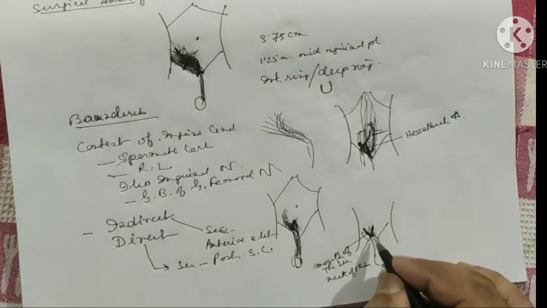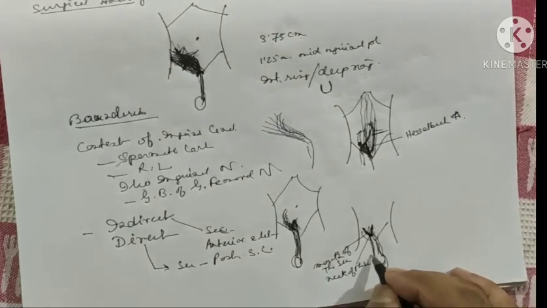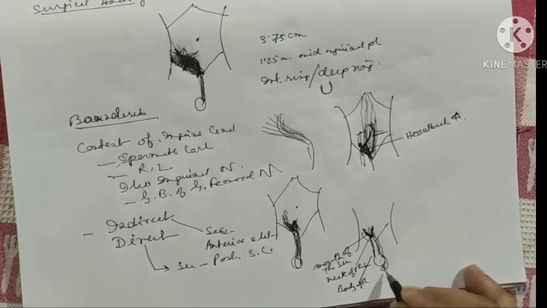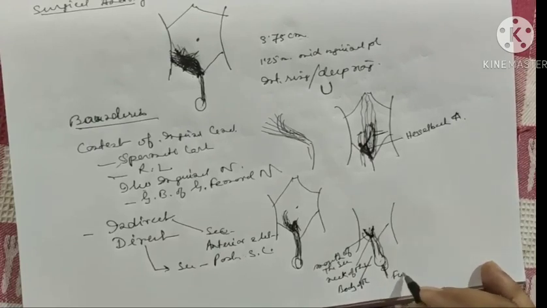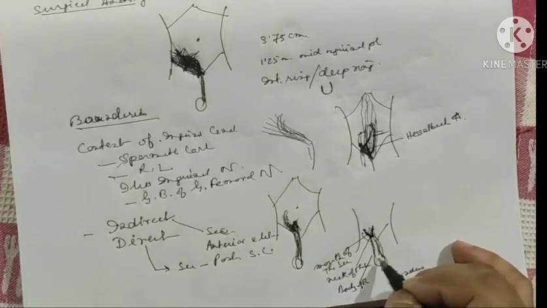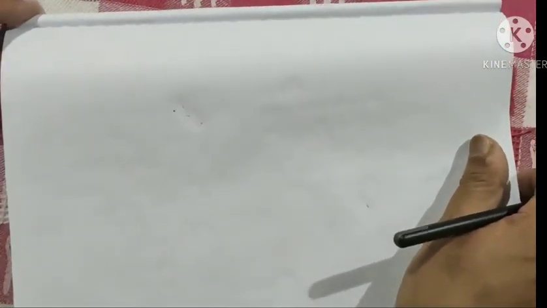So this is the neck, and this portion of the sac is known as the body of the sac, and the most distal portion is the fundus. So the sac comprises the mouth, neck, body, and fundus. Now what may be the content of the sac?